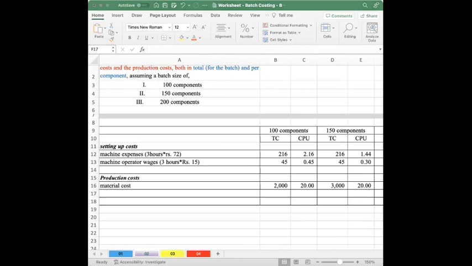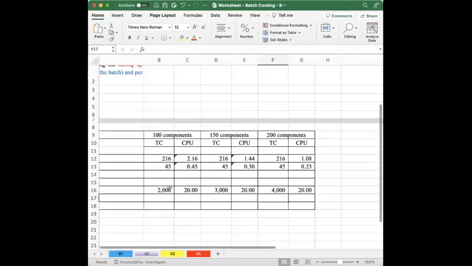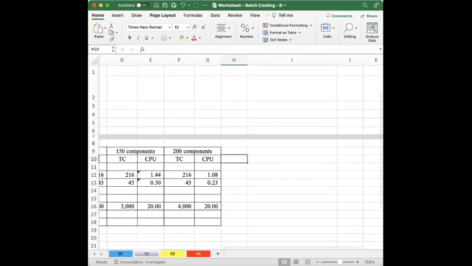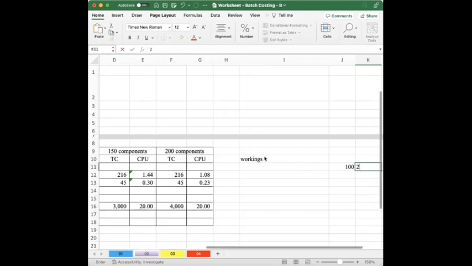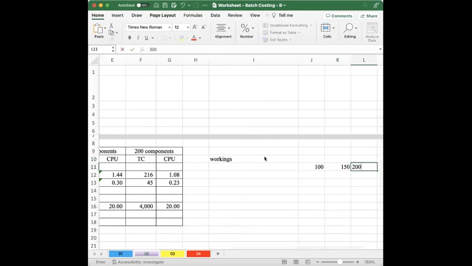Now we need to find out the machine operator's wages. Therefore, we need to do some workings here. Have a separate page or separate side in your paper for the workings. Okay, so we have 100 units, 150 units, then 200 units.